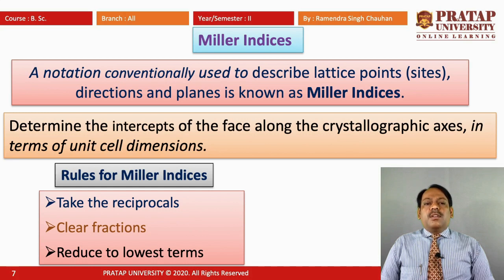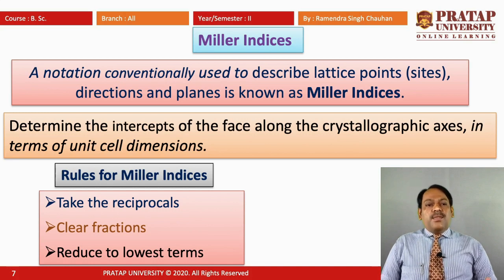For calculation of Miller indices, we determine the intercepts of the face along the crystallographic axes in terms of unit dimensions. Here, what do unit cell dimensions mean? When we are determining Miller indices, we take the intercepts of the crystallographic axes with the faces. So, when we say unit cell dimensions, it does not mean simply unit.